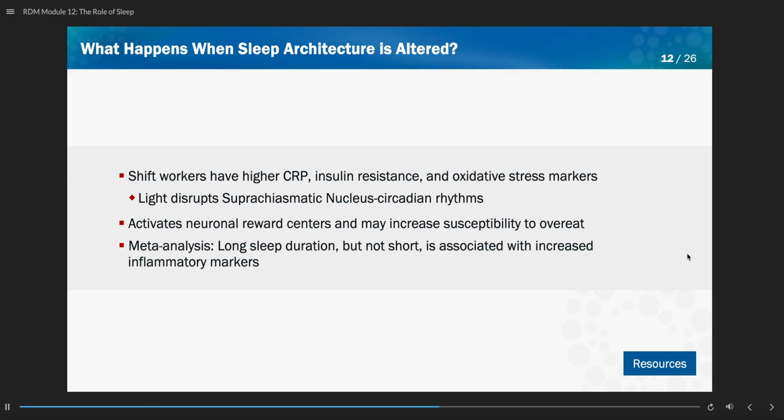We also have seen that when we have disrupted sleep architecture, that it activates the neural reward centers, and we may have an increase in susceptibility to overeating. And finally, in some large meta-analysis studies, they found that long sleep duration, but not short, is associated with increased inflammatory markers. And so sleeping beyond the 7 to 8 hours a night can also have some negative implications.